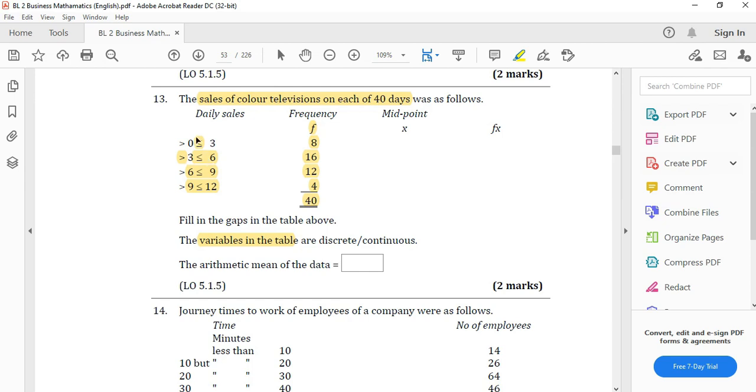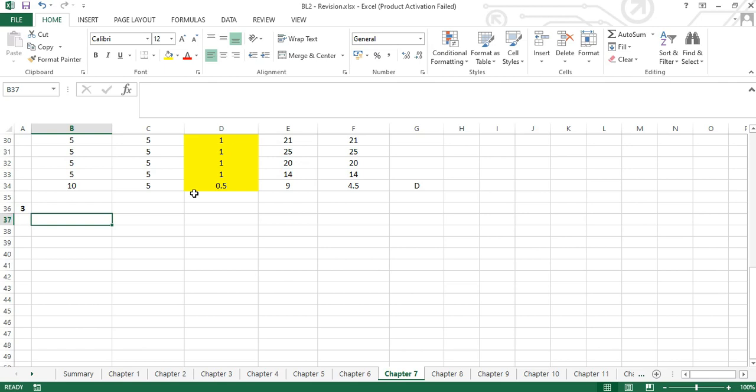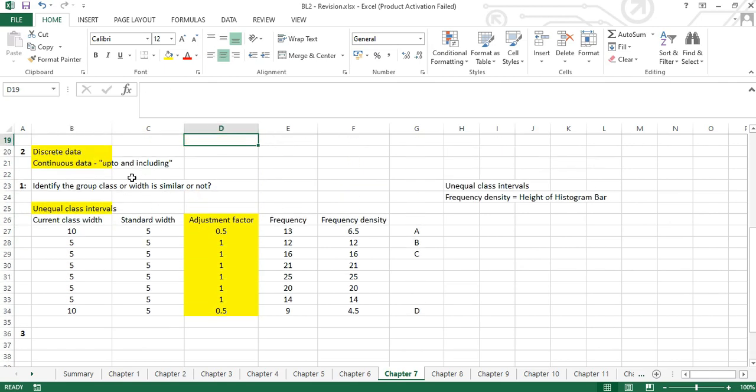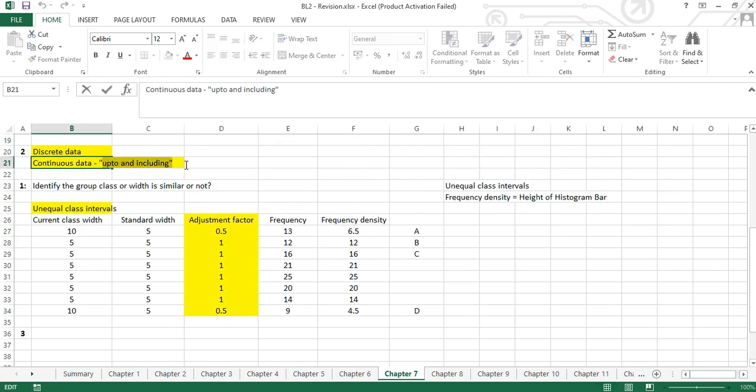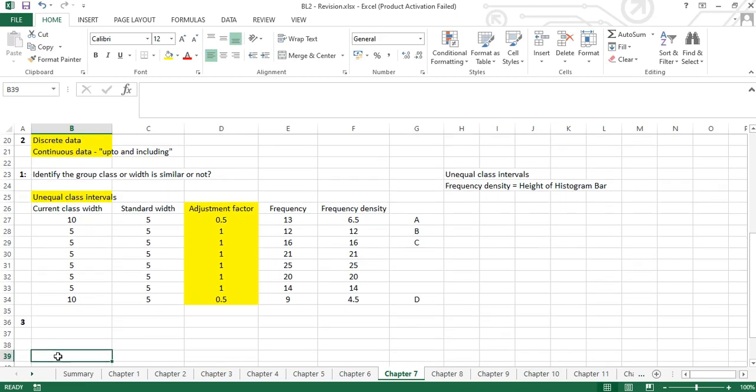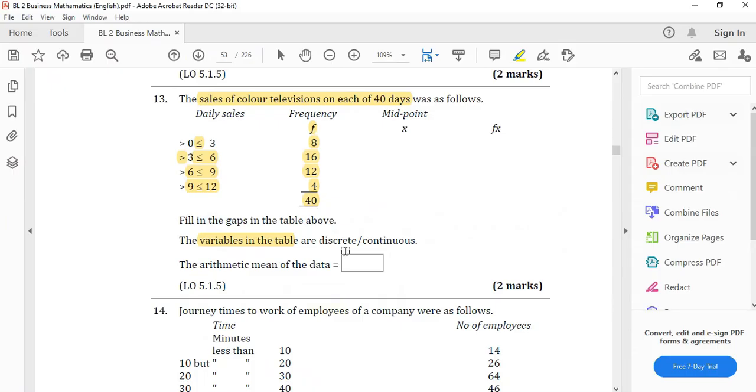Also, mainly it should include the words "up to and including." But it isn't like that. They have given these signs. If they give a sign, it is always discrete data. Okay, fine. And next we go for the arithmetic mean.